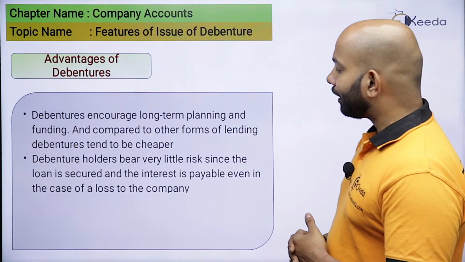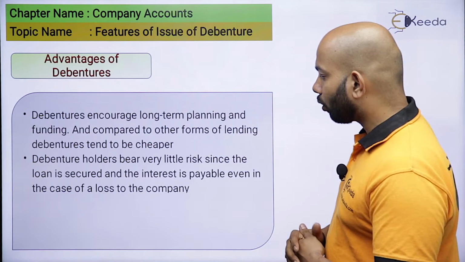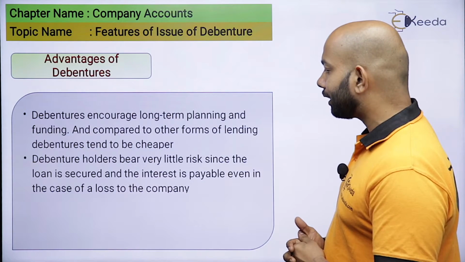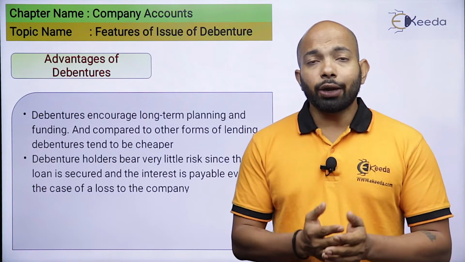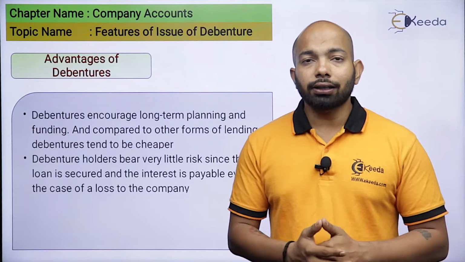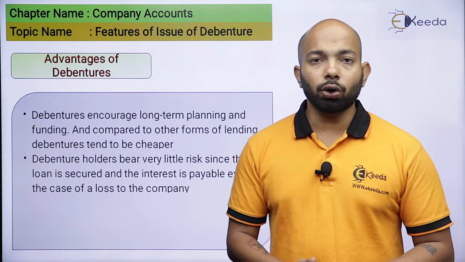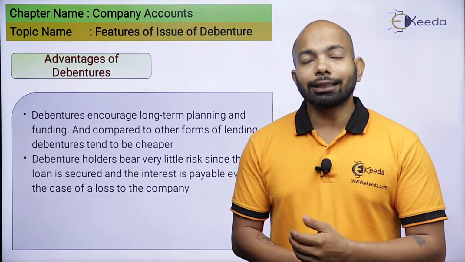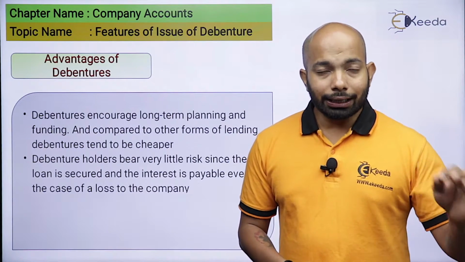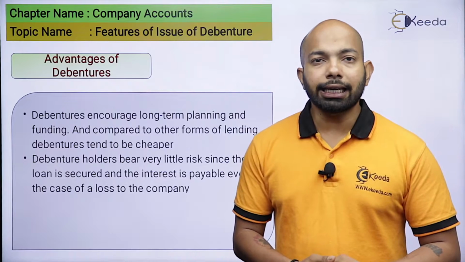Debenture holders bear very little risk since the loan is secured and the interest is payable even in the case of loss to the company. If I'm the debenture holder of a company, I will be very relieved, because this is a very low risk profile item. And the reason why I'm saying this is because interest is paid even if there is any kind of loss.